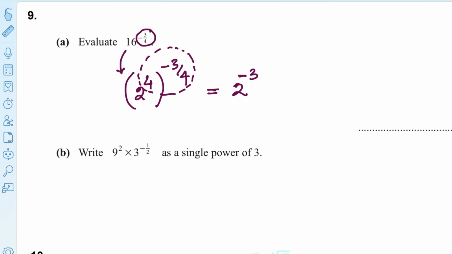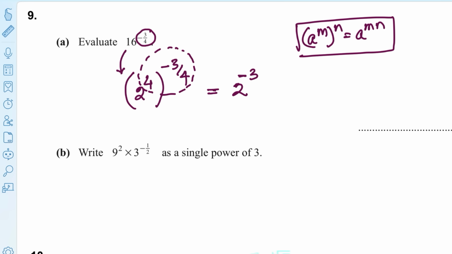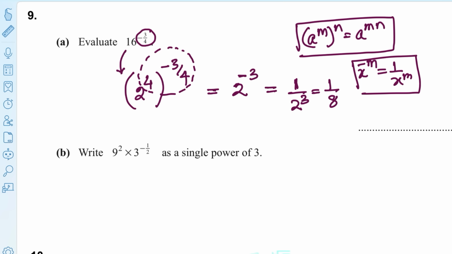Got it? Yes, because if you remember the formula or rule, (a^m)^n equals a^(mn), power of a power, you multiply. So 2 power minus 3, if you flip it, 1 over 2, the power should be positive, so we can say 1 over 8. Are you getting it? Because the rule says that x power negative m equals 1 over x power m. If you change the place, the sign of the power changes. Clear? So this answer should be 1 over 8.